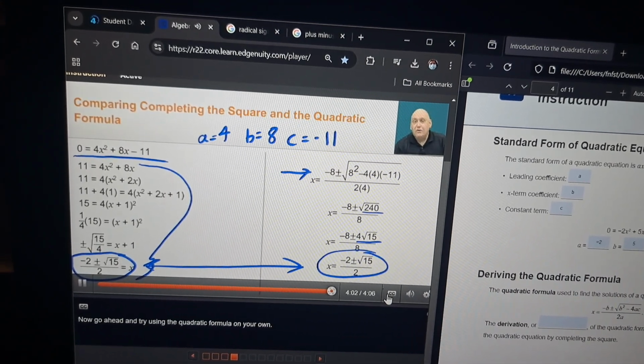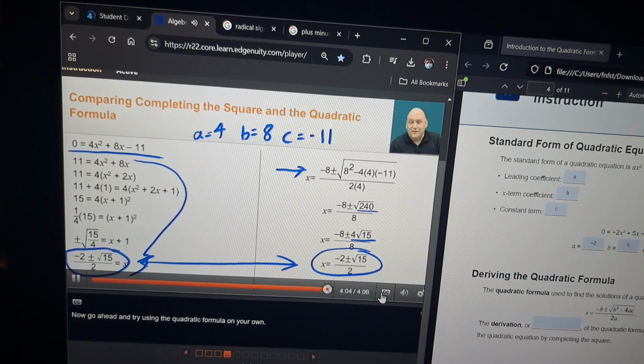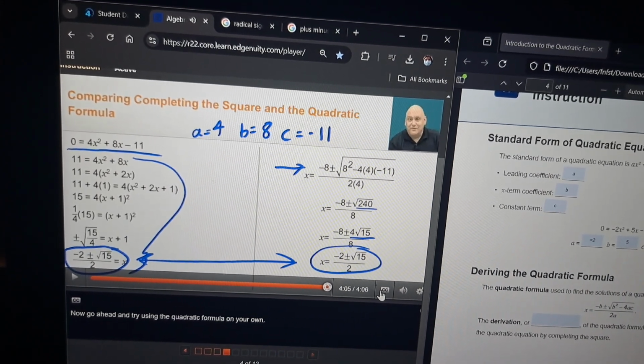Now go ahead and try using the quadratic formula on your own.